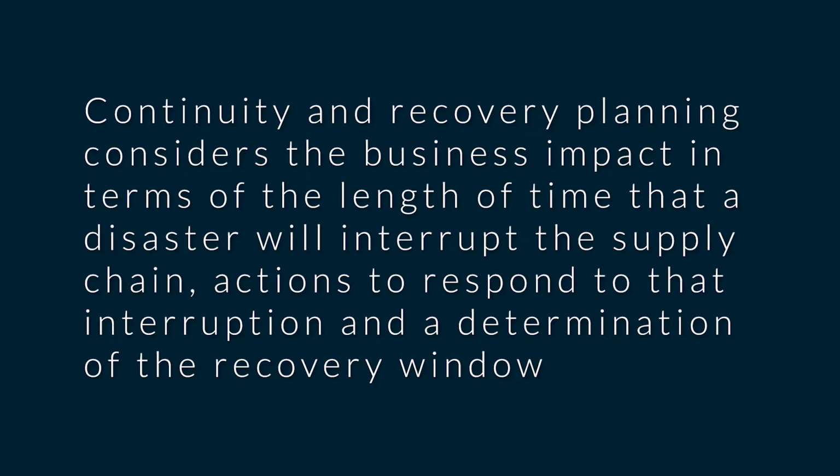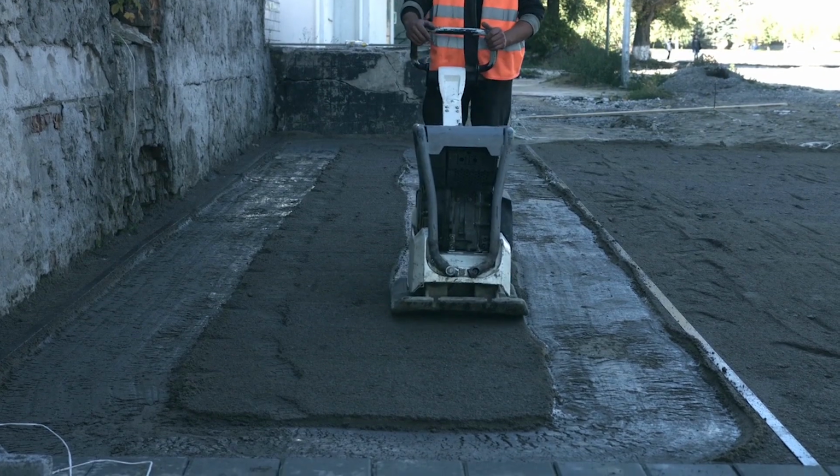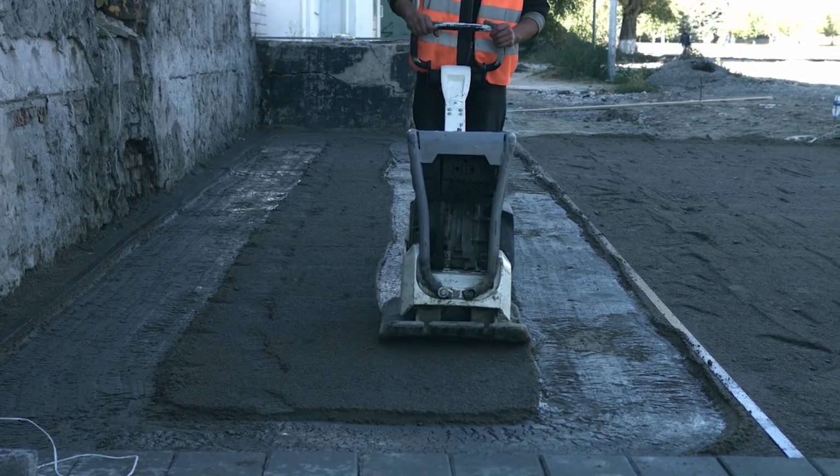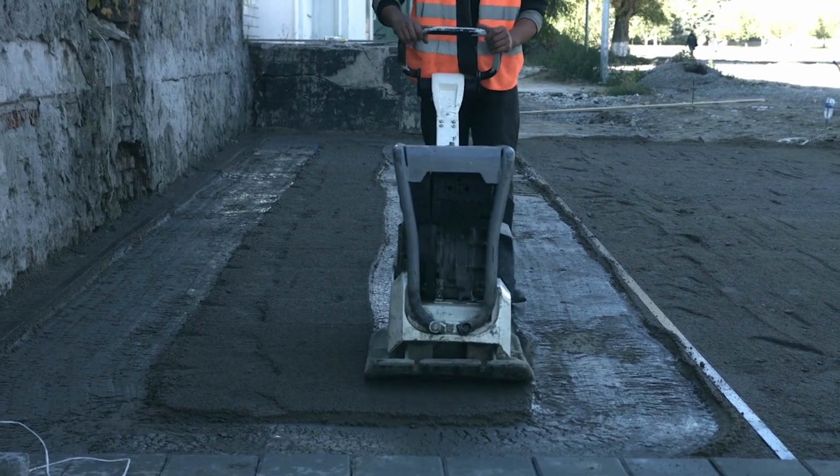Continuity and recovery planning considers the business impact in terms of the length of time that a disaster will interrupt the supply chain, actions to respond to that interruption, and a determination of recovery window. And the recovery window in this case is the process of recovering and restoring supply chain operations to normal. What are some of the elements, okay? What are some of the elements of a business continuity plan?